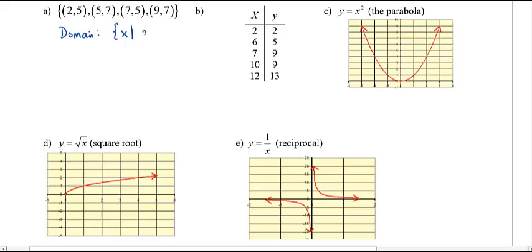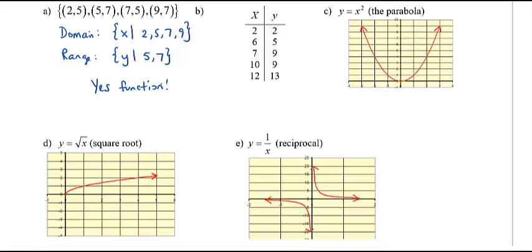X values, what are they? 2, 5, 7, 9. Range. Y values, what are they? 5 and 7. For each X value, is there only one Y value? You bet. So therefore, yes, it's a function.